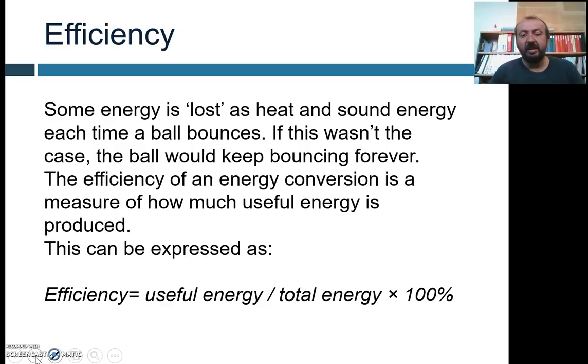The efficiency of an energy conversion is a measure of how much useful energy is produced. So this can be expressed as efficiency equals useful energy divided by total energy, and all of that, so you would actually put a big bracket around that, times that by 100. Okay, let's give us a little example of that. I'll just go to the next slide.